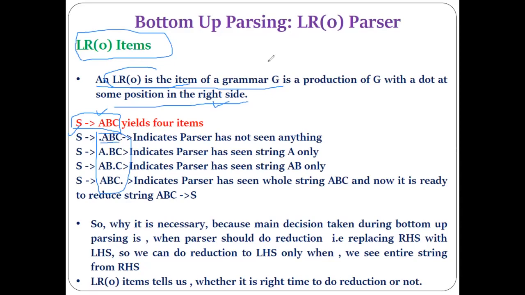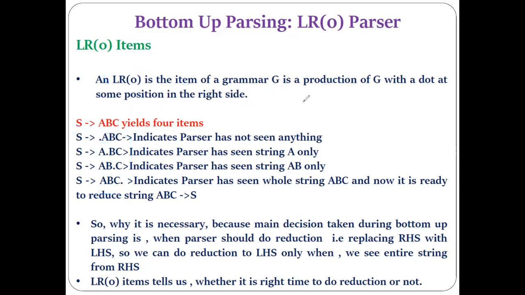So LR0 item simply means what? If we put a dot at some position in the right hand side of a production, that production is called a production with LR0 items. Now why do we need to utilize the items and what exactly do they indicate? Let's see. This is the original grammar given. We put the dot at the starting of ABC, which means this grammar has now become a grammar with LR0 items. Now what is the meaning of this dot at the starting of ABC?